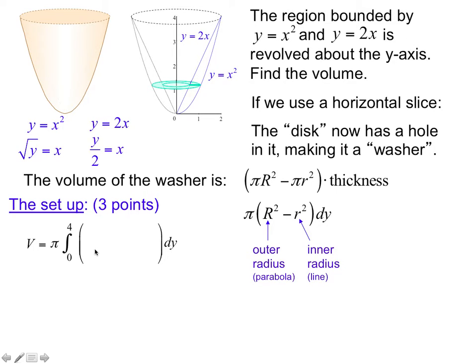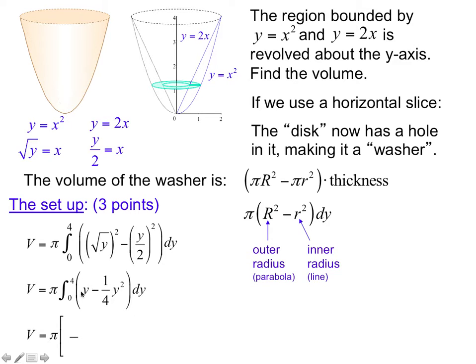And then our big radius is going to be the square root of y, and then we have to square that, so that's this. That's our outside radius, and then our inner radius is the y over 2, so that's the little r, and we have to square that. So simplifying, that's just y, and this is y squared over 4. And we can integrate this by hand.